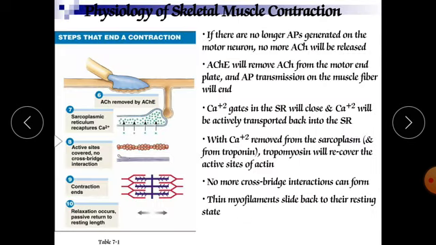Now we will discuss the physiology of skeletal muscle contraction with the help of the release of acetylcholine, and how acetylcholine has a great role in our process. So we can discuss it step by step. Now this is the next step. If there is no longer an action potential generated on the motor neuron, we are moving toward the relaxation process. Now our last step is relaxation.